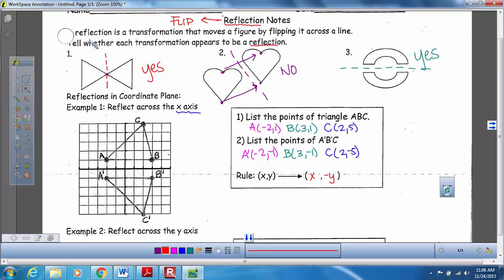If we look back up at number 1, we could look at this as our y-axis, right? Because it's going up and down. So over here, this flips over the y, and then here, if we think of this horizontal line as the x-axis, this flips over the x-axis. So in number 2, it would flip the same way as in number 1.